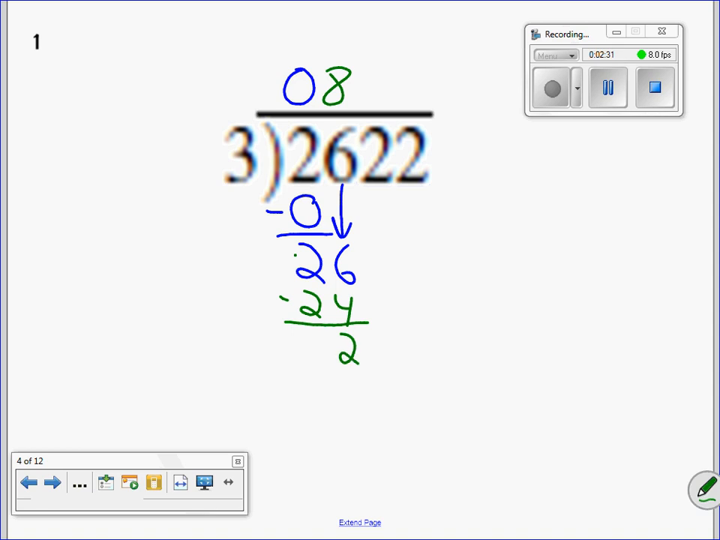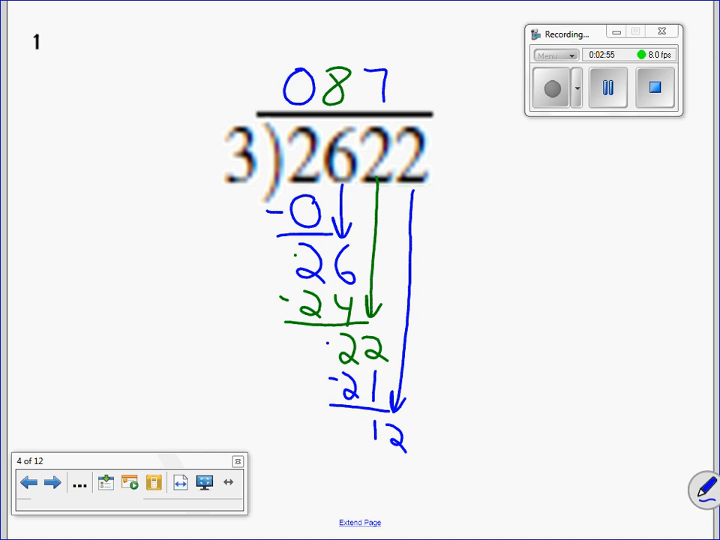After I subtract, I must bring down a number. Once you've brought a number down, then you're going to check again. How many times can 3 go into 22? Well, 3 times 8 is 24, and we know that's too big. 3 times 7 is 21. And go ahead and subtract, bring down the 2.